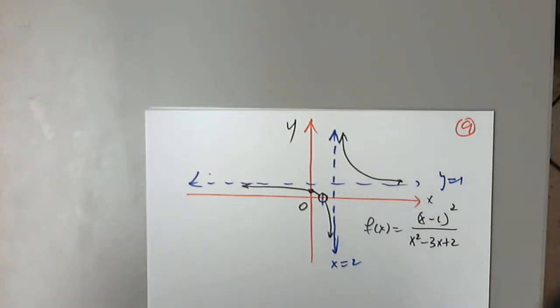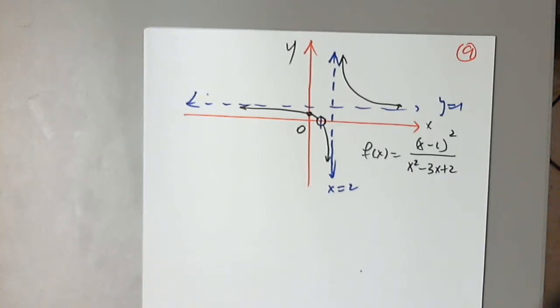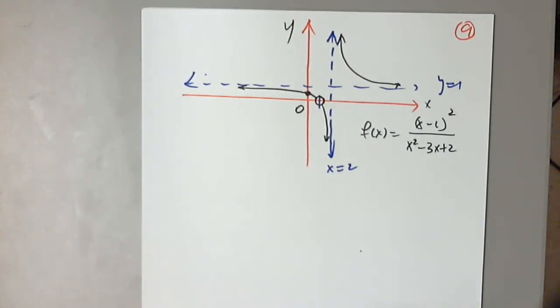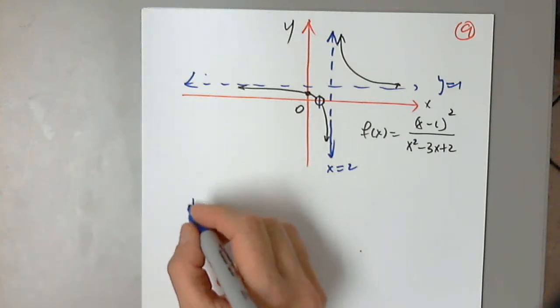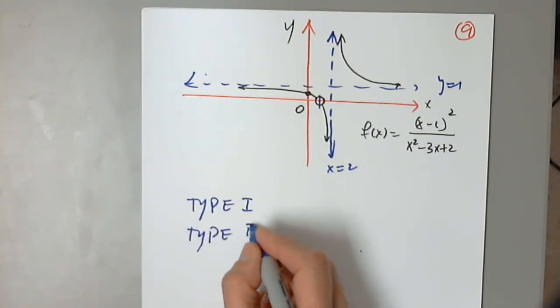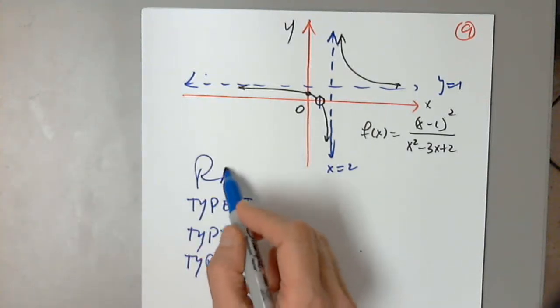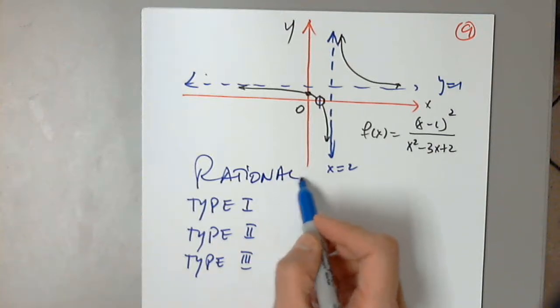I would like to talk about rational functions again, and you can say, I'm fed up with them, I just saw two. Yes, I just need one more to work on. So type 1, type 2, and type 3 rational functions.